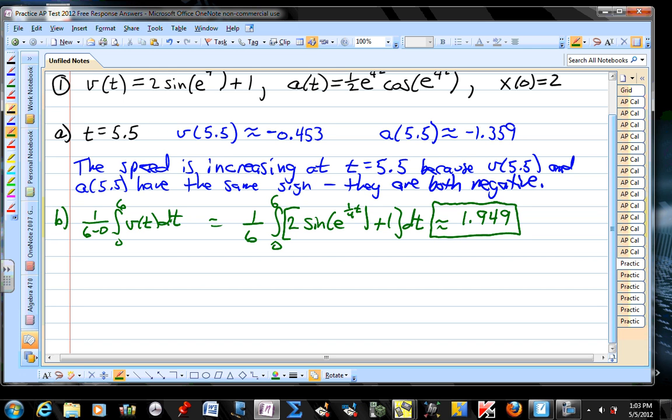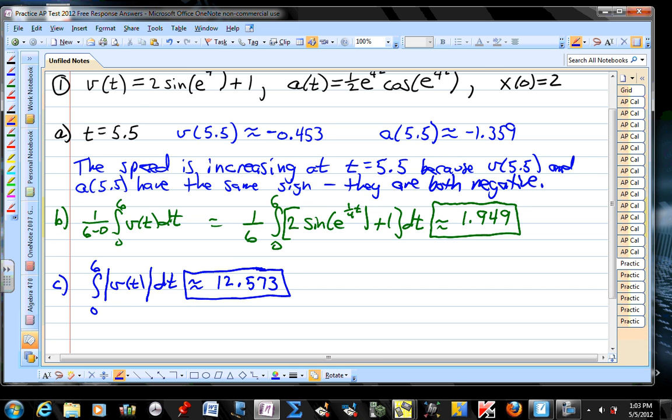Now let's take a look at part C. In part C, we have to find the total distance traveled. For this, we have to remember that if you integrate the velocity function from 0 to 6, that'll give us displacement. But if we integrate the absolute value of velocity, we'll get total distance. So again, this is a calculator question, so we can type this into our calculator, and we'll get about 12.573. We don't know what the units are, so we'll just leave our numerical answer alone.